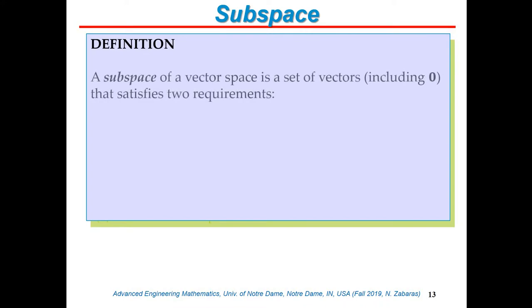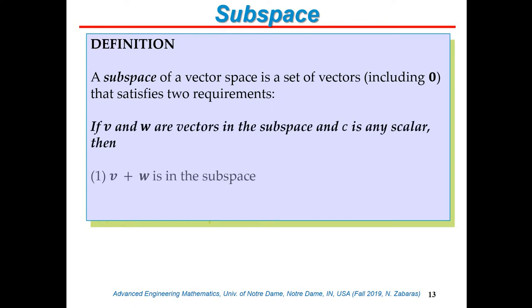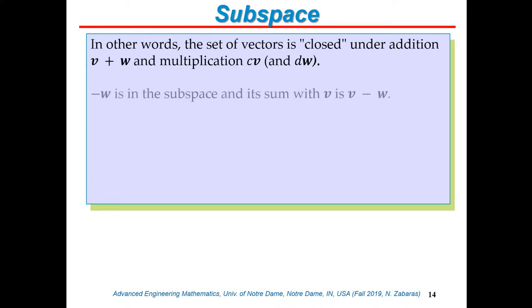Okay, so formally a subspace of a vector space is a set of vectors that includes the zero vector and satisfies this linear combination property that I showed you before. So if you take two vectors V and W in the subspace, then V plus W is in the subspace. And if you multiply V by any constant C, any real number, then C times V is also in the subspace. So if you take linear combinations of vectors in the plane, you need to stay on the plane. Okay, that's the whole idea here. If W is in the subspace, minus W is in the subspace, because we said any constant times W should give you an element in the subspace.